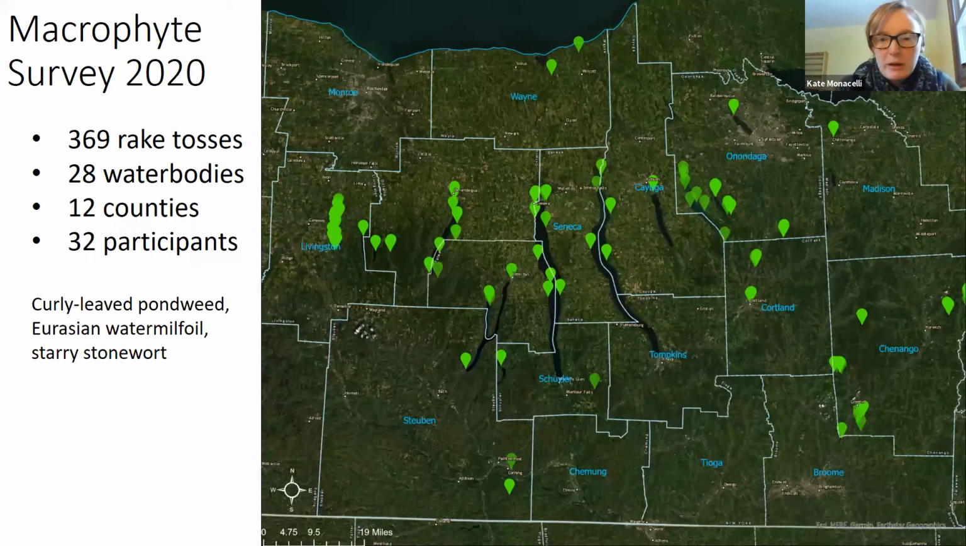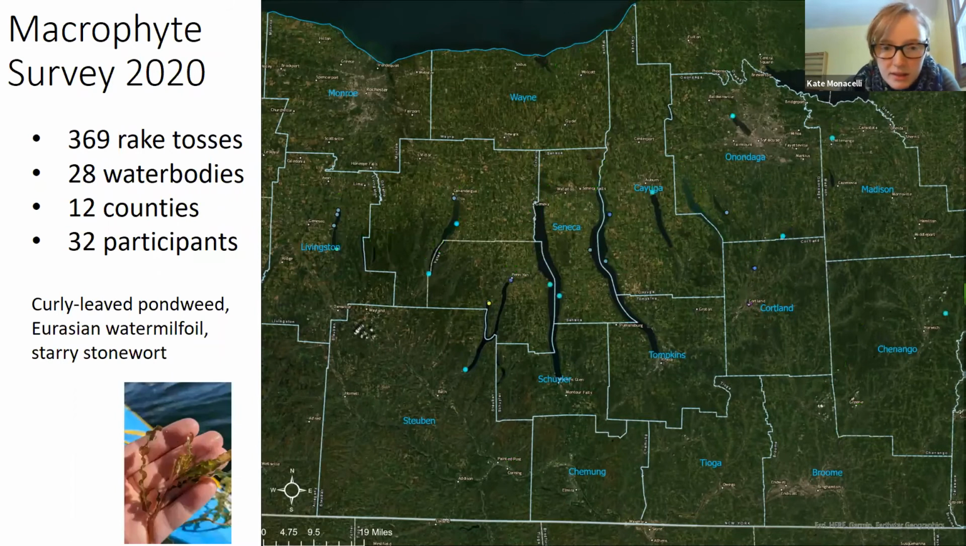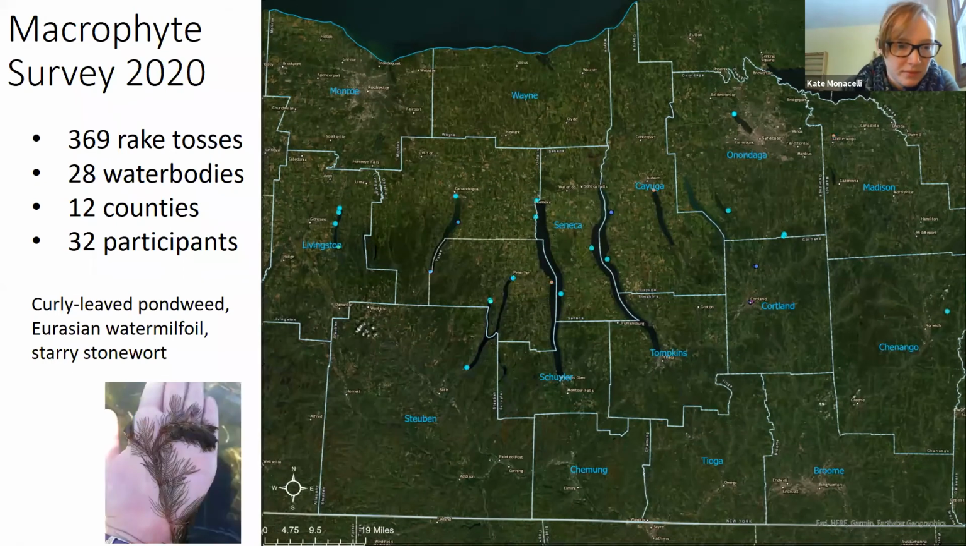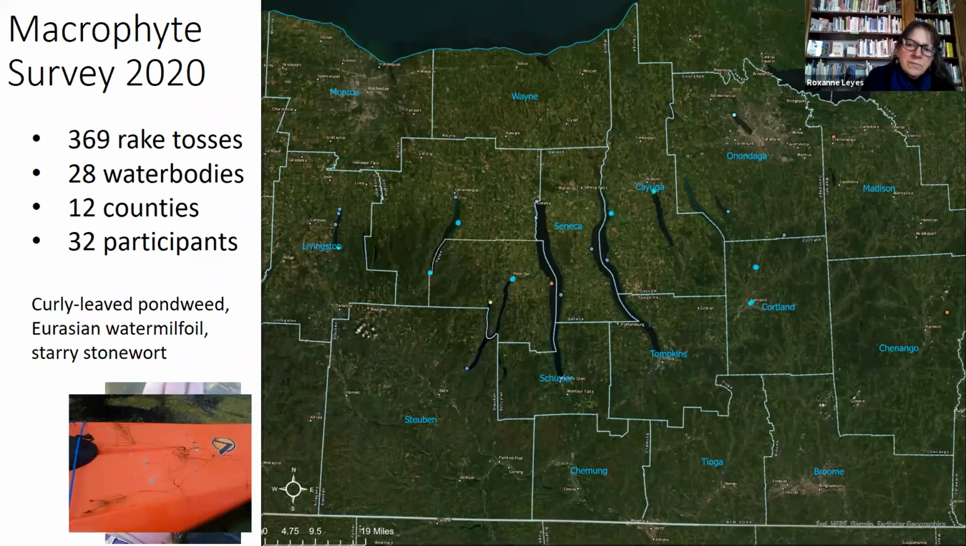For our macrophyte survey program in 2020, we had 369 rake tosses in our region in New York, across 28 water bodies, 12 counties, and 32 volunteers participated in the program. And so here are the bright blue spots where we were able to confirm via photos where curly-leaf pondweed was found. Eurasian water milfoil, again, more widespread. Starry stonewort.